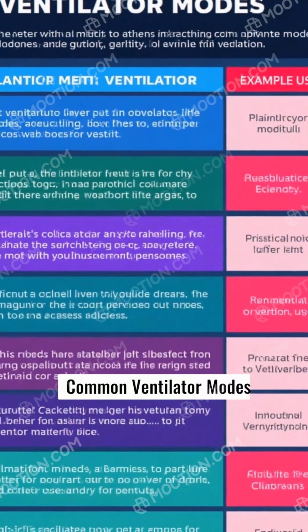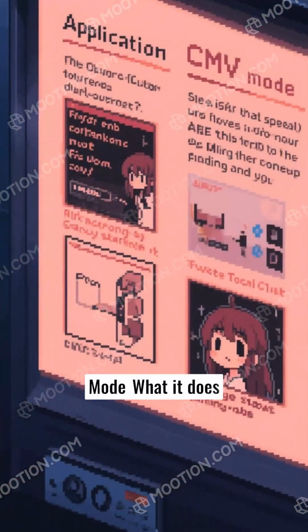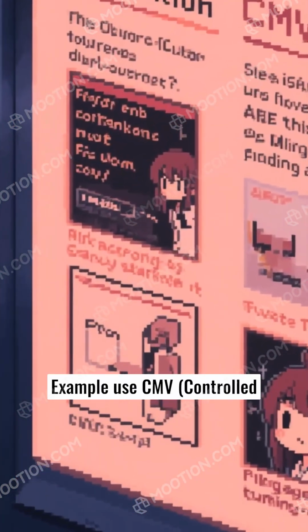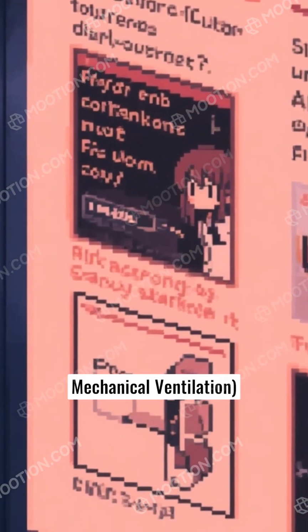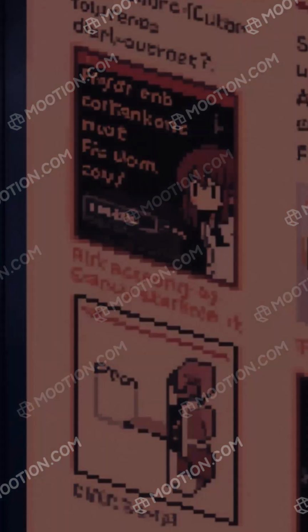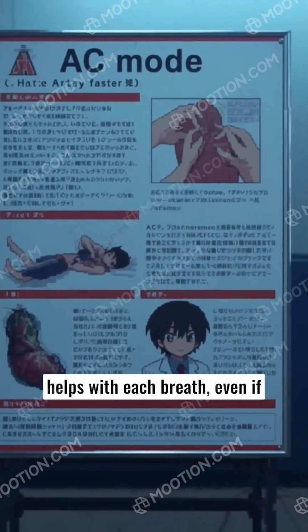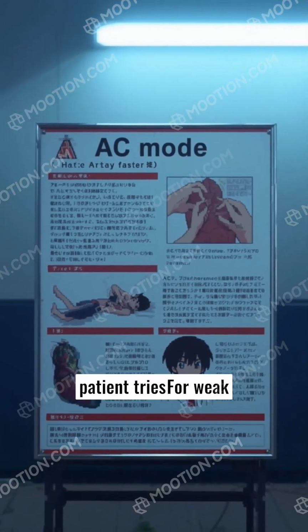Common ventilator modes. Basic overview. Mode, what it does, example use. CMV, controlled mechanical ventilation: machine gives all breaths for patients who are unconscious. AC, assist control: machine helps with each breath, even if the patient tries, for weak patients.